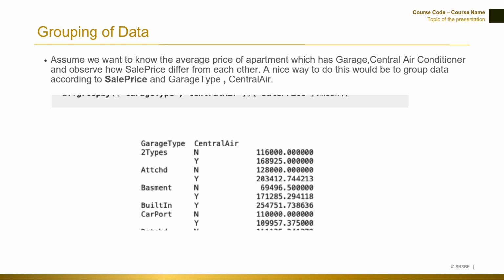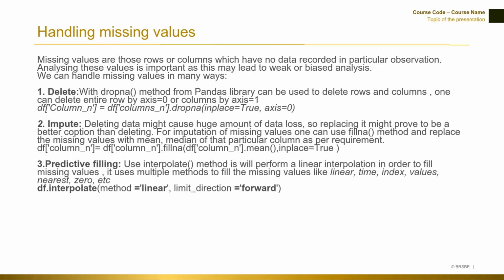Second one is comparative analysis. Grouping allows for comparison between different categories, making it easier to analyze how different groups behave or perform relative to one another. An example provided in the slides involves analyzing the average price of apartments based on their features, such as whether they have a garage or central air conditioning. By grouping the data according to this feature, one can observe how the sale prices differ across various combinations of these attributes.